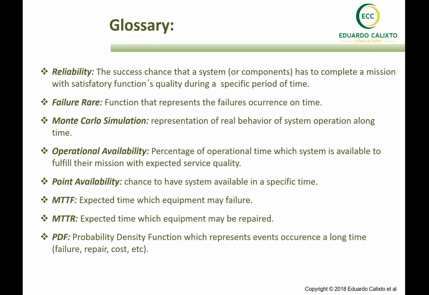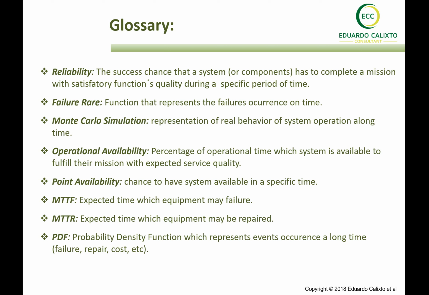Important index: operation availability, the percentage of operation time in which the system is available to fulfill its mission with expected service quality. As discussed in the previous module, we can have different levels of capacity at which the system is available. So we need to be careful when we apply this modeling and definition of such an index, but definitely the operation availability is the most important index to be applied at a system level.